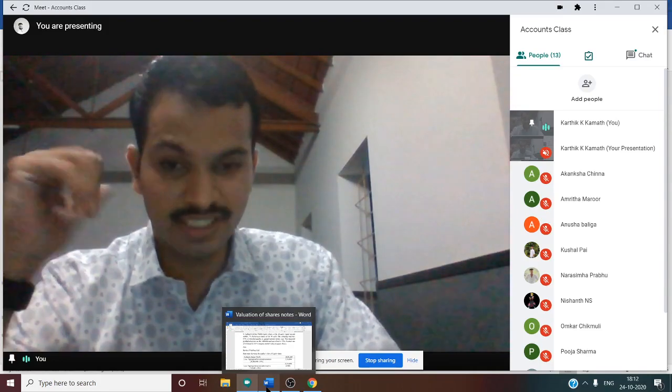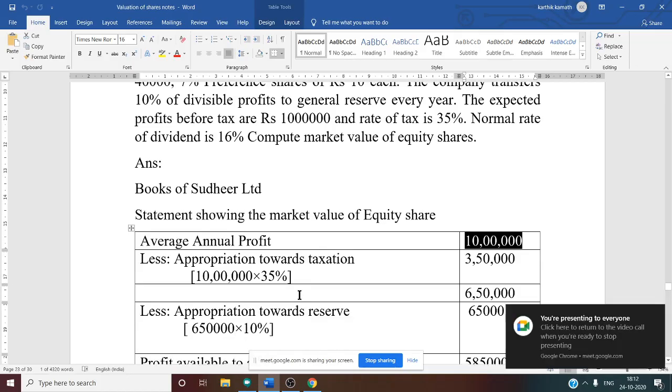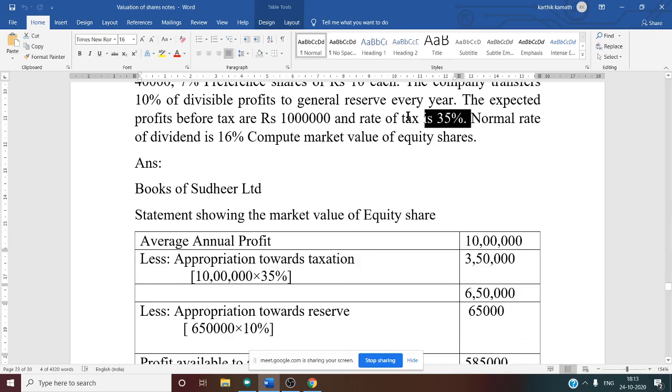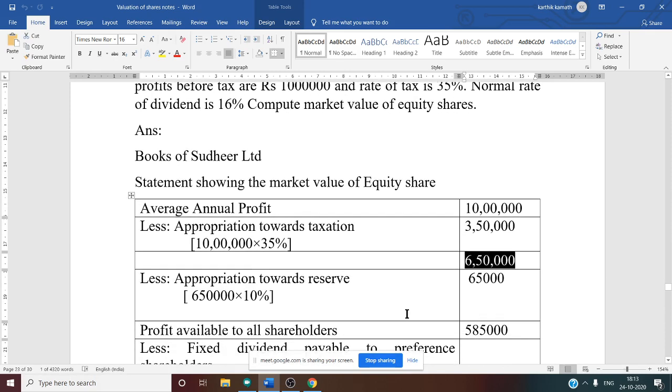So first we need to deduct tax. That is why, less appropriation towards taxation at 35%. See, this rate of tax is given as 35%. So on AAP, average annual profit of 10 lakh, you take 35%. That will be 3 lakh 50,000 deduction. So the remaining balance will be 6 lakh 50,000. That is 10 lakh minus 3 lakh 50,000 is 6 lakh 50,000.